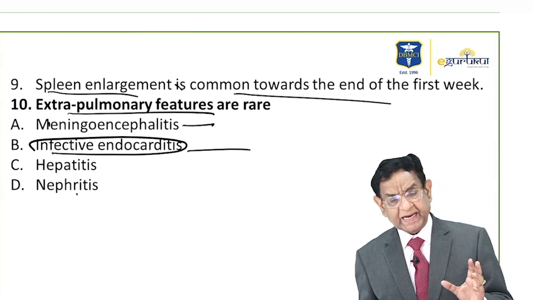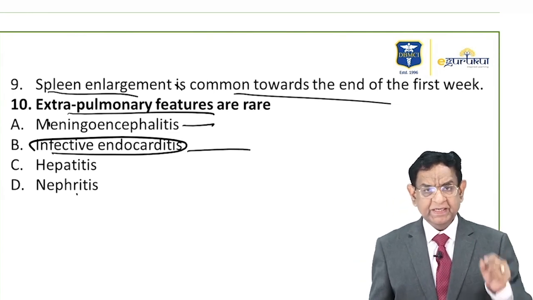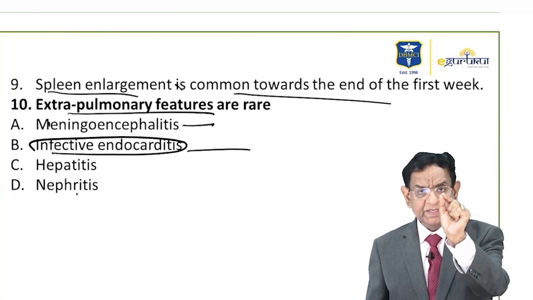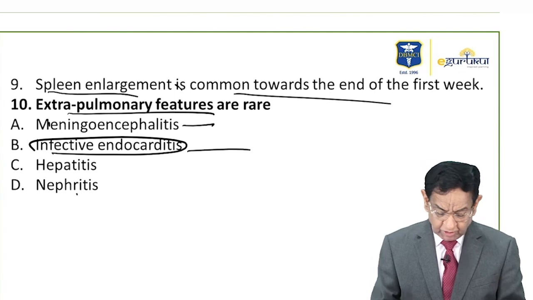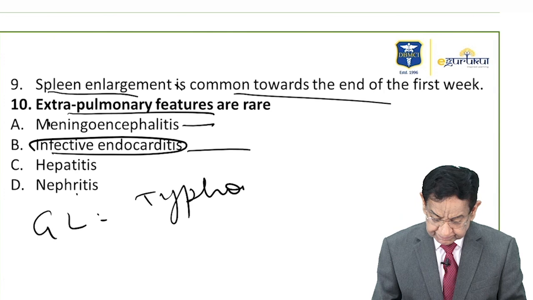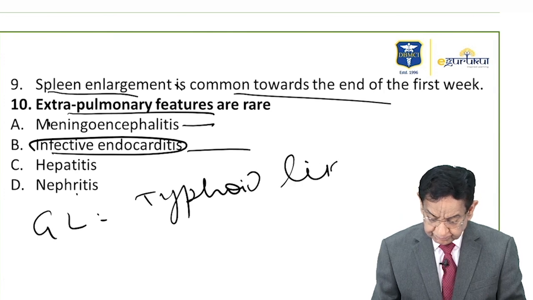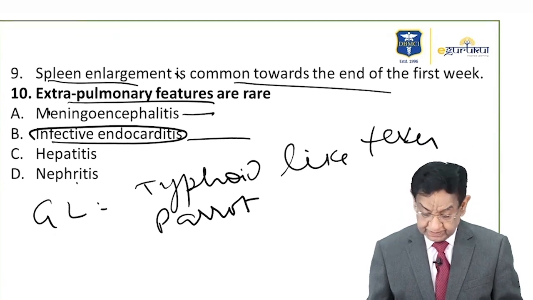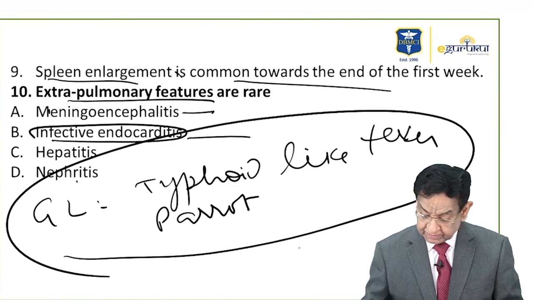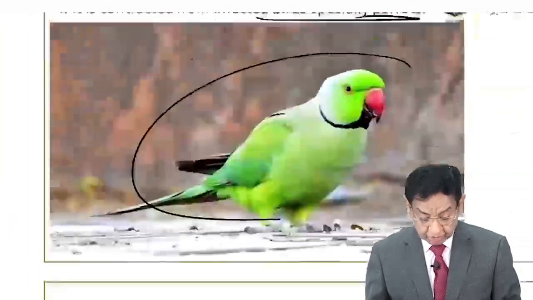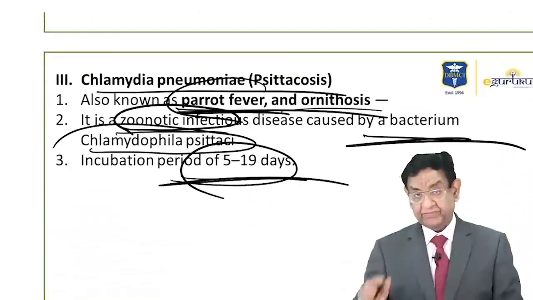So in a nutshell, if I have to conclude, the keywords to remember are parrot and typhoid-like fever. There are two things that you got to remember. The golden line to remember here is typhoid-like fever, parrot, so-called ornithosis or parrot fever, or chlamydia pneumonia infection.